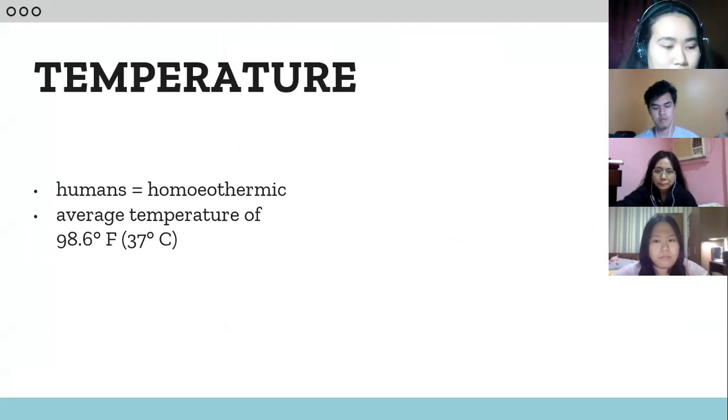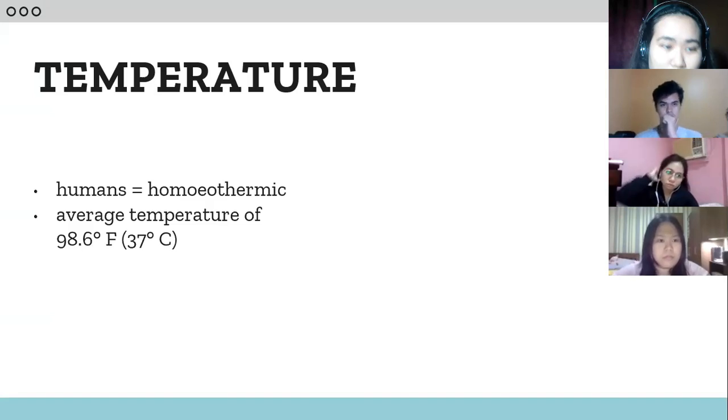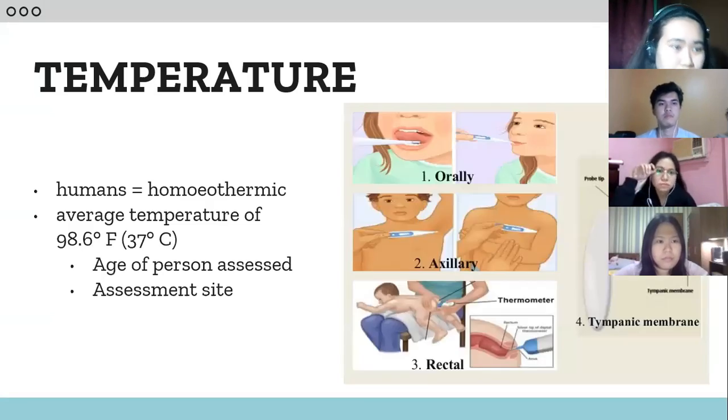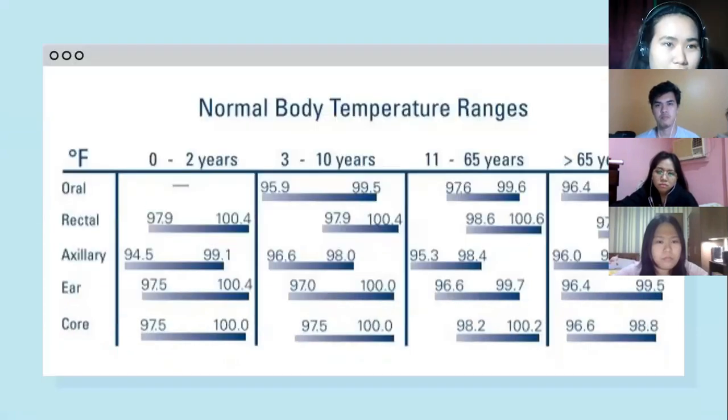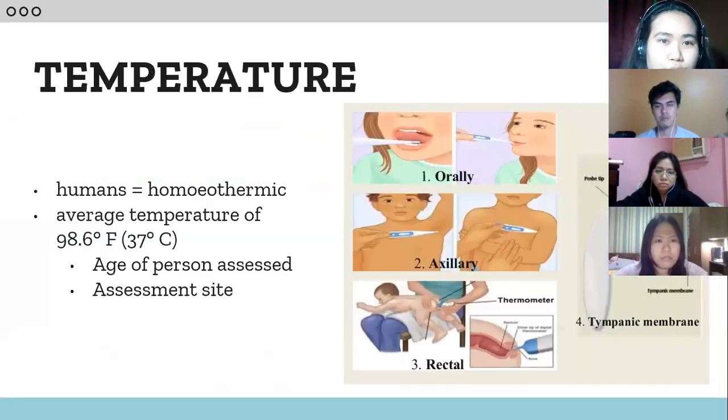It is the most generally accepted single value, but it all depends on what site you have assessed. That value also varies depending on the person assessing, on whether the patient is male or female, on age, and on the assessment site. If you can see the picture, there are different sites where you can assess. We can assess the temperature through oral means, in the armpit, the rectum, and the tympanic. Tympanic, you'll measure the eardrum.